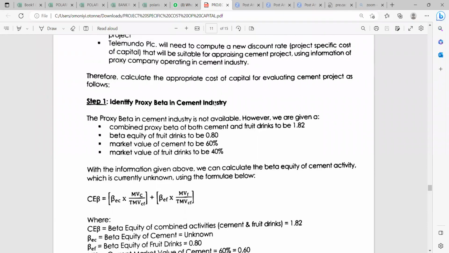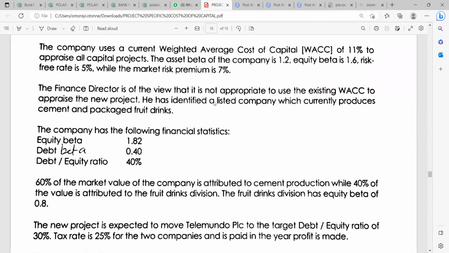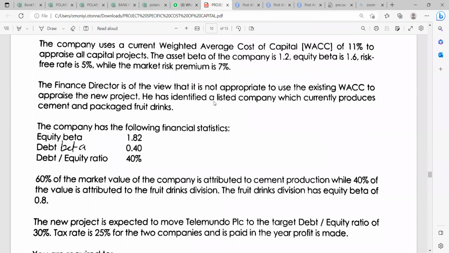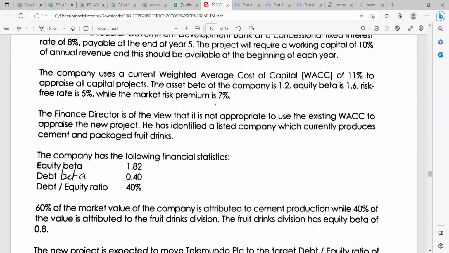Okay, how about the place where they said the fruit has 0.8? The equity beta for the fruit is 0.8. Yes, 0.8, but we are not given that of cement. You know, the listed company is both cement and fruit.